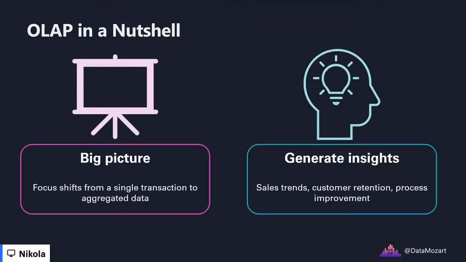OLAP systems are designed to enable users to understand the big picture of the data stored in the database. Unlike in OLTP, where the focus is on a single transaction, here the focus moves to aggregated data. Using the OLAP system, we can extract information from a large database and perform analysis to support the business decision-making process. The main purpose of OLAP systems is to generate insights from transactional data. Those insights can enable business users to understand sales trends, customer retention and satisfaction, find potential bottlenecks, improve business processes, and many more.